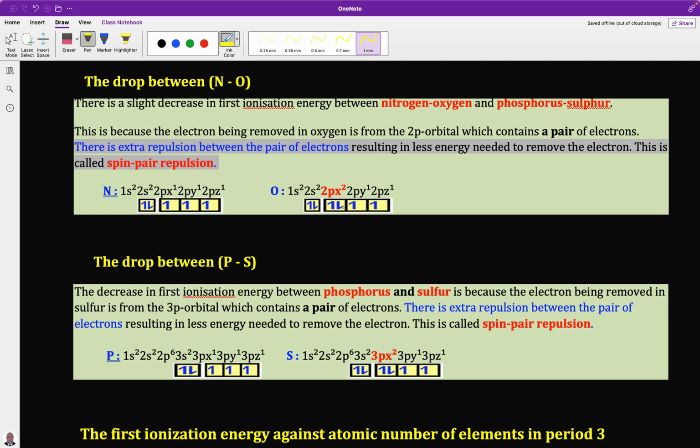the electron that is removed from oxygen is from the 2p orbital, which contains a pair of electrons. In this pair of electrons, there is extra repulsion between the electrons. And when there is repulsion, the electrons go further away from each other. And when electrons go further away from each other, less energy is needed to remove the electron. That's it.